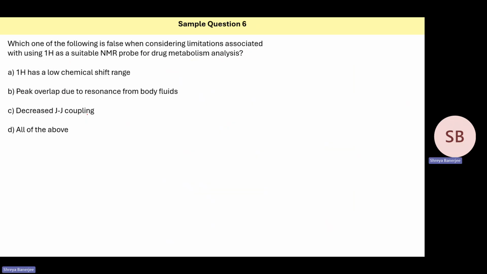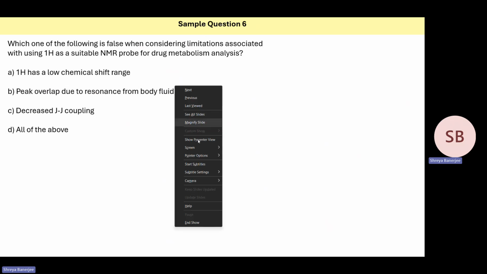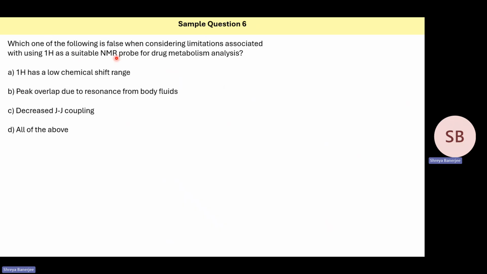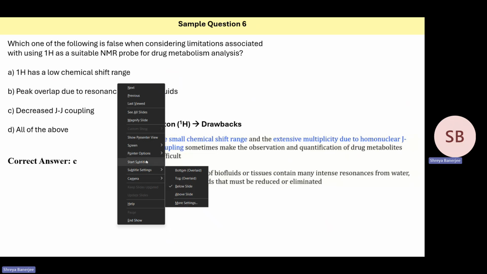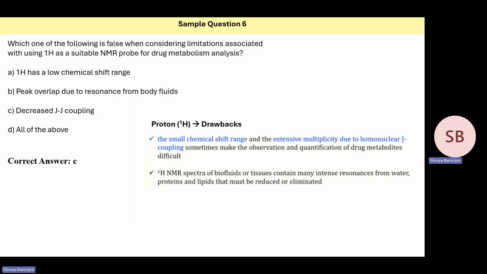Then you have a question. Which of the following is false when considering limitations associated with using 1H as a suitable NMR probe for drug metabolism analysis? We have already seen that 1H has a low chemical shift range. So this is true, but it is asking which is false. So this is out. Then peak overlap due to resonance from body fluids. Again, this is a real drawback. It is not false. So this is out.